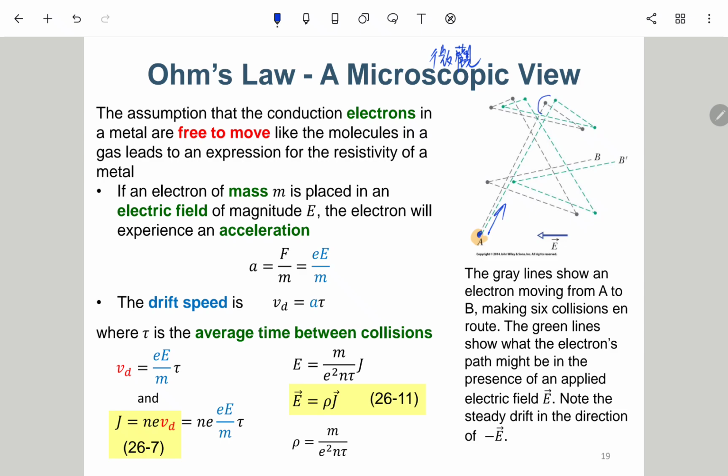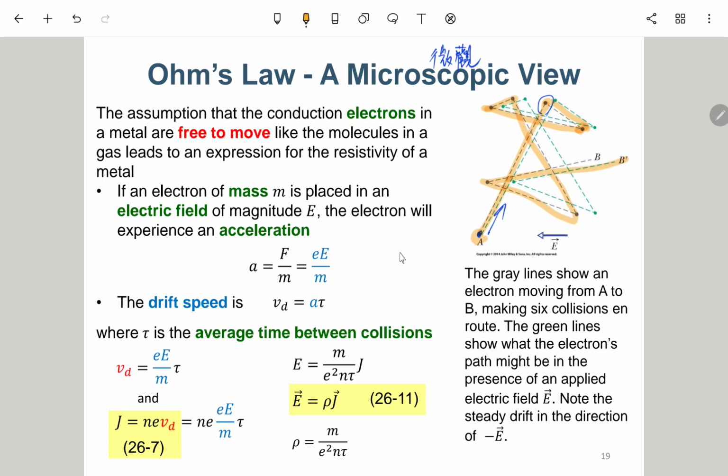Maybe it will collide with something else at a certain moment, and then it will reflect. So it goes from here to here, collides with something, reflects, collides again, and reflects, repeating this process. So it will go along a strange locus. Here it says if an electron of mass m is placed in an electric field of magnitude E, the electron will experience an acceleration.